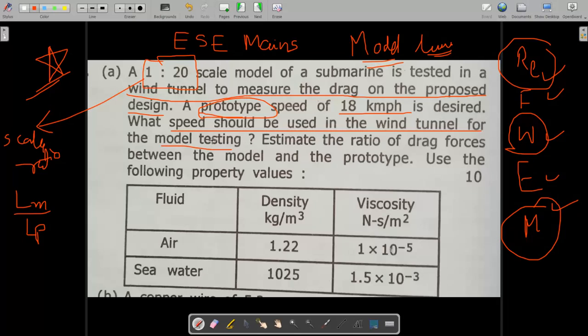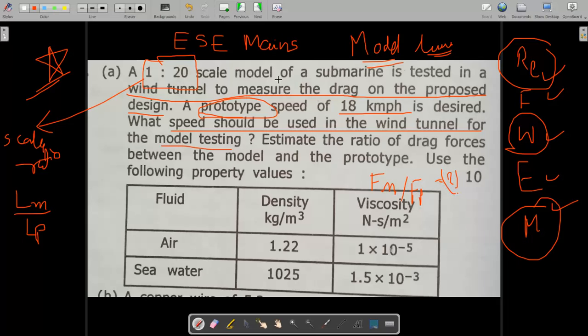Because the fluid is different and the model is small scale, the speed will be some other than our desired one. To get the actual results for the drag force acting, we have to use the model law. Also we have to find the ratio of drag forces between the model and the prototype, that is, the drag force of the model upon the drag force of the prototype.